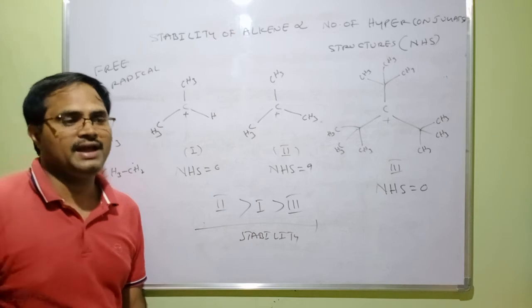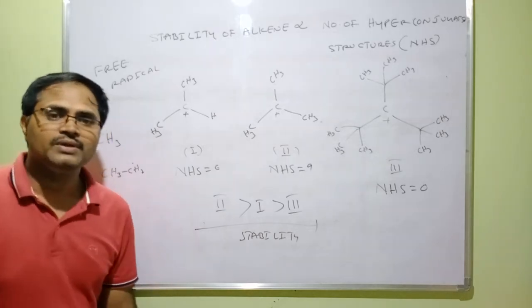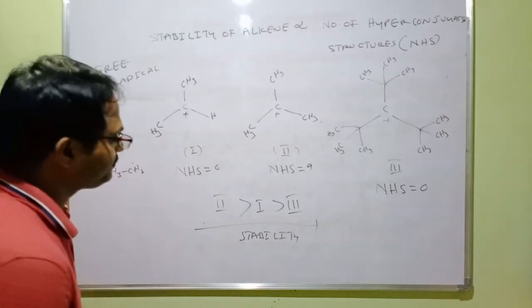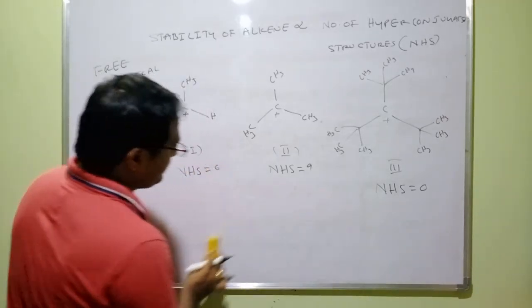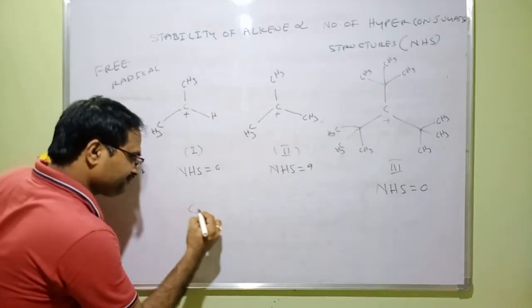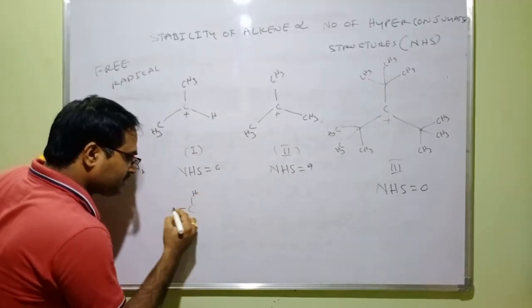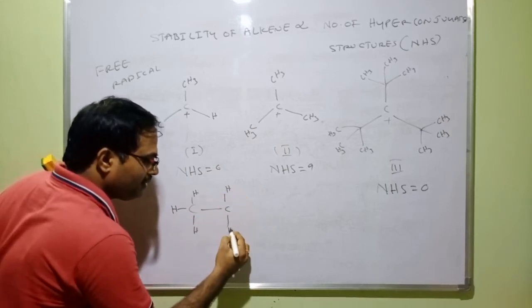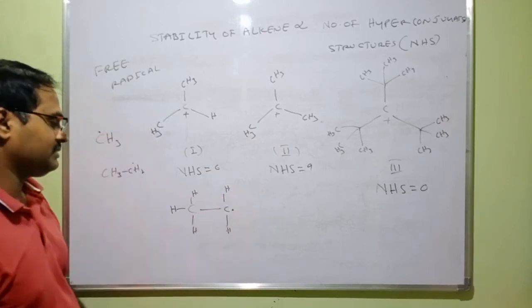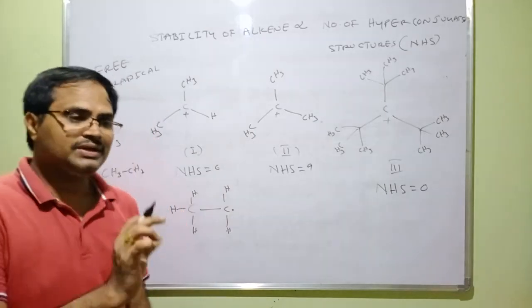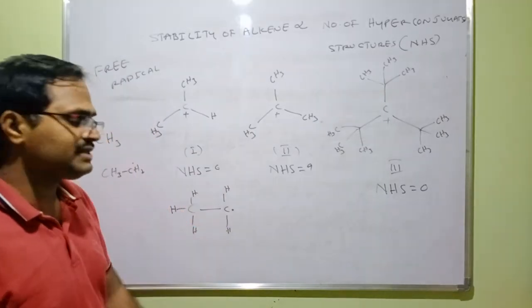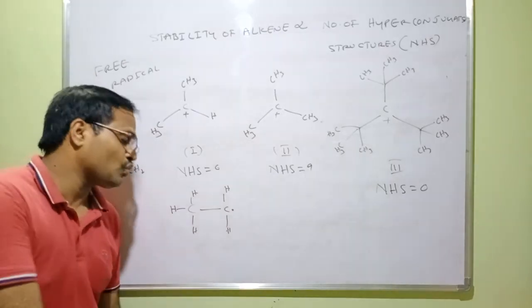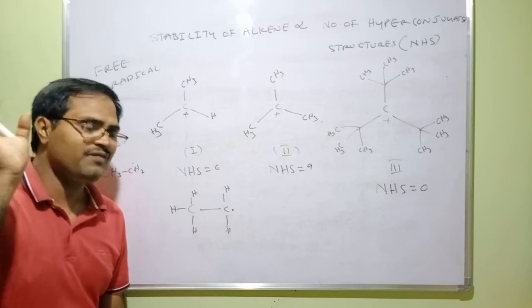Generally, free radicals are highly reactive. Even free radicals undergo and show hyperconjugation. Let me explain with one example here. CH3, this is the ethyl free radical, CH3CH2. Here the carbon is carrying a single electron. Let us see whether it will show hyperconjugation or not. The same definition applies here also.